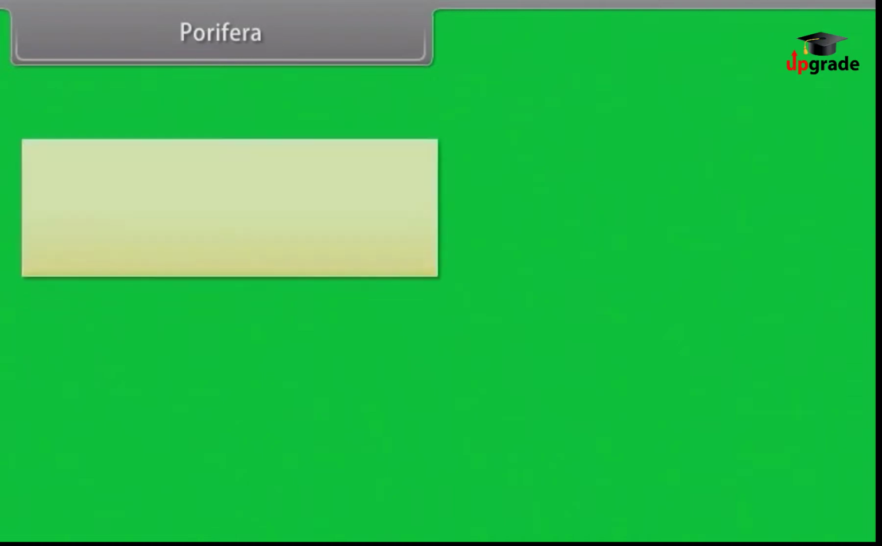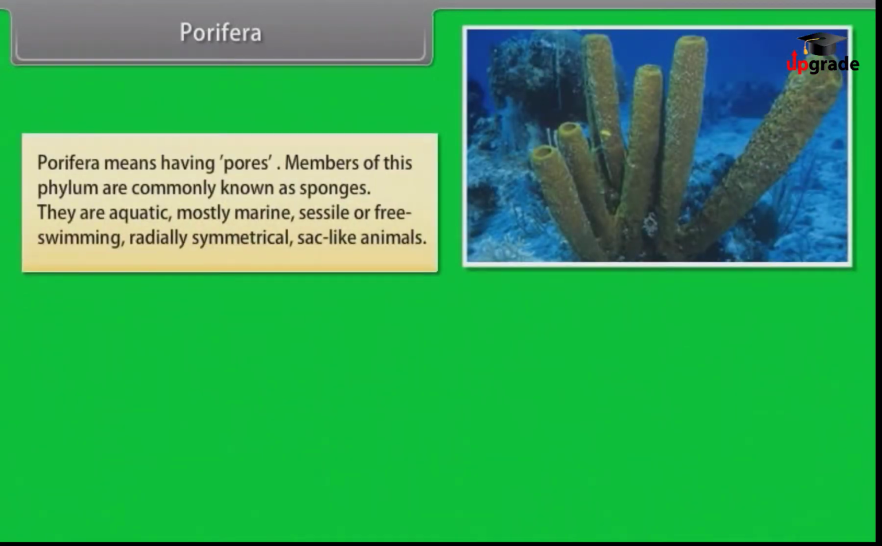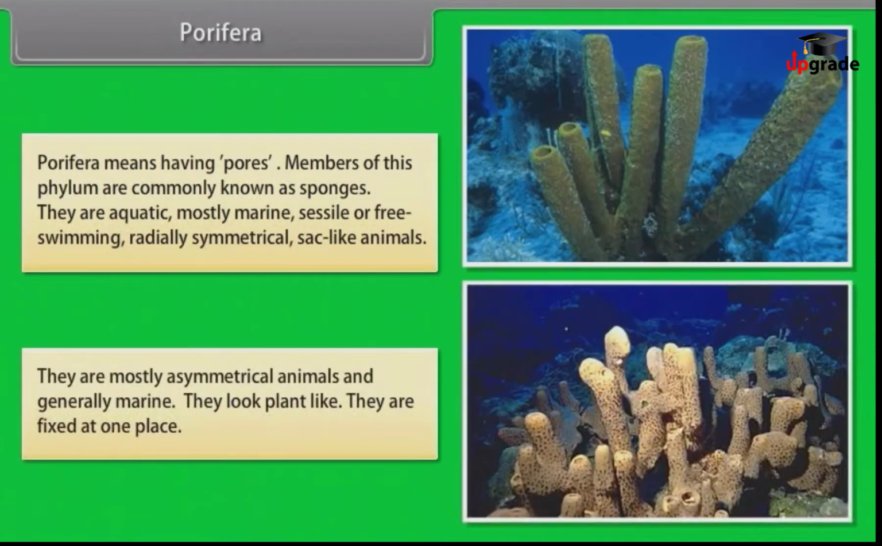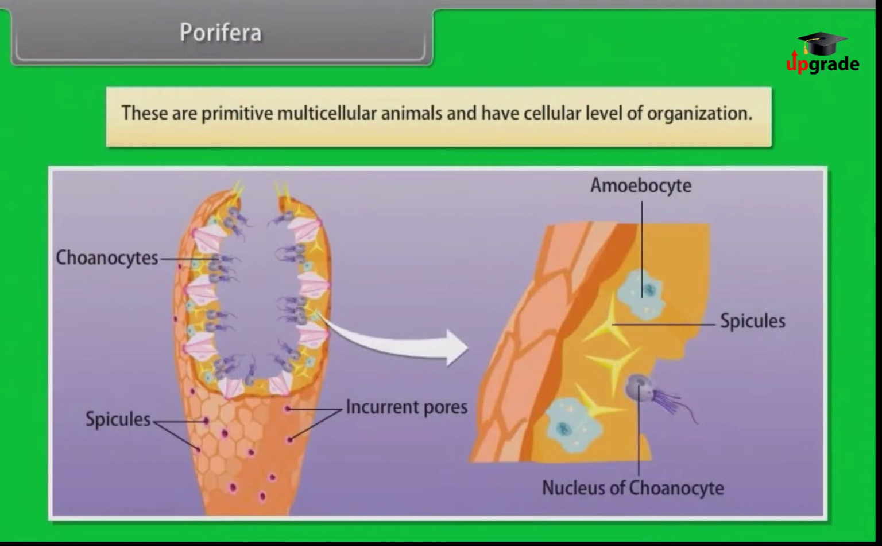Porifera. Porifera means having pores. Members of this phylum are commonly known as sponges. They are aquatic, mostly marine, sessile or free-swimming, radially symmetrical, sac-like animals. They are mostly asymmetrical animals and generally marine. They look plant-like. They are fixed at one place. These are primitive multicellular animals and have cellular level of organization.